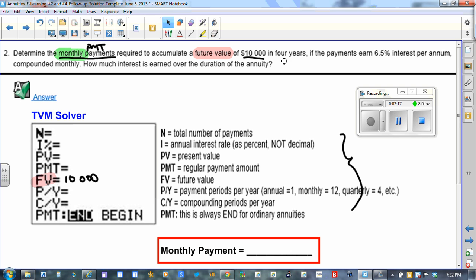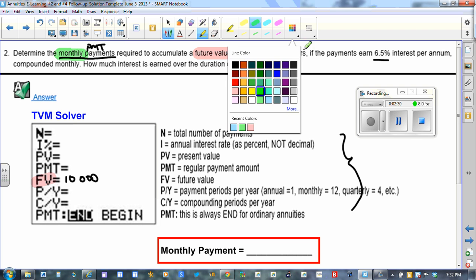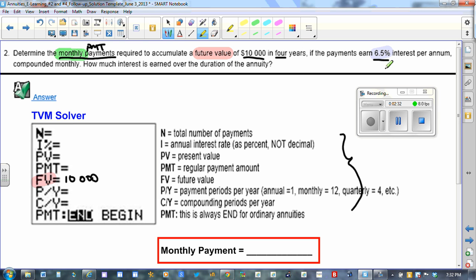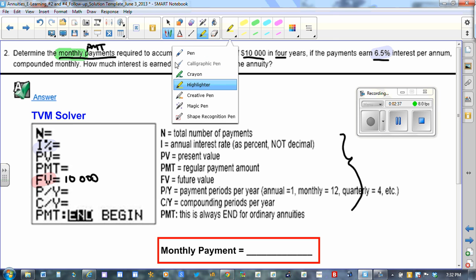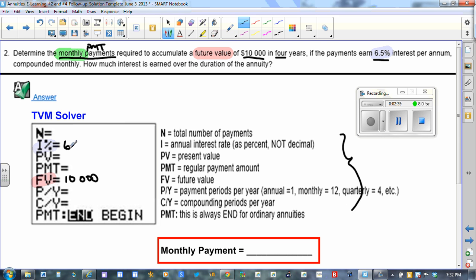We have 4 years. That's going to be critical too. And we have an interest rate of 6.5%, so that can go in. I'm just going to highlight or color code that too. 6.5, that's your I right in here. Present value is not a concern in this problem because we're looking for the future value. So I'm just going to cross that out. On the calculator, we'll leave it as 0.